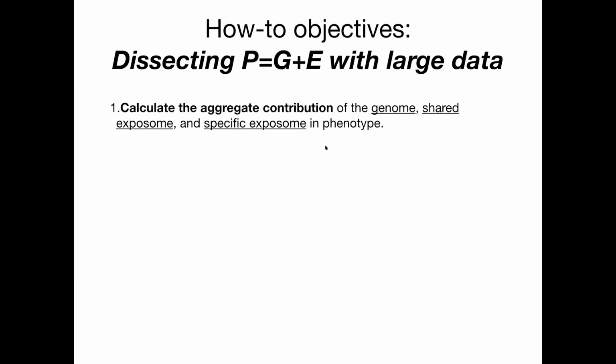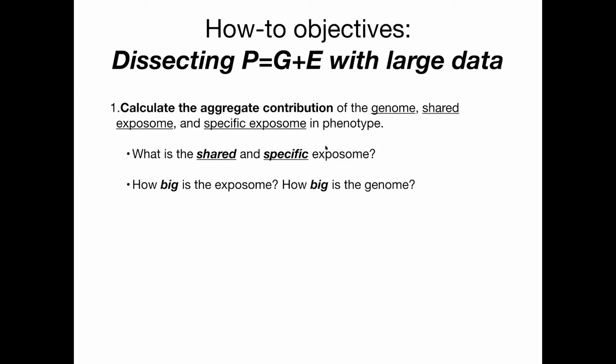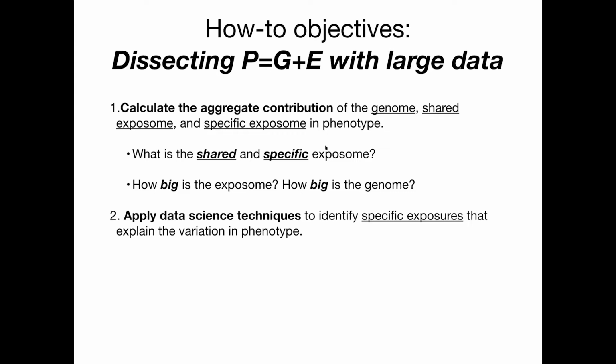So first, what we need to do is figure out the ruler. So how to compute the aggregate contribution of the genome, shared exposome, and the specific exposome and the phenotype to allow us to answer questions such as, what is the shared and specific exposome? How big is the exposome and how big is the genome in phenotypic variation?